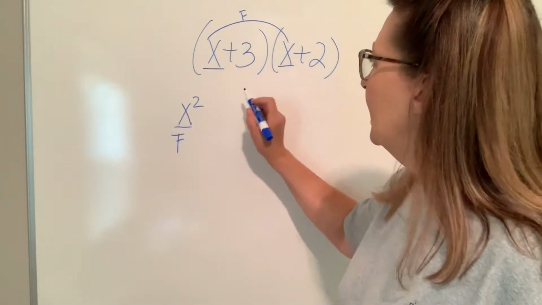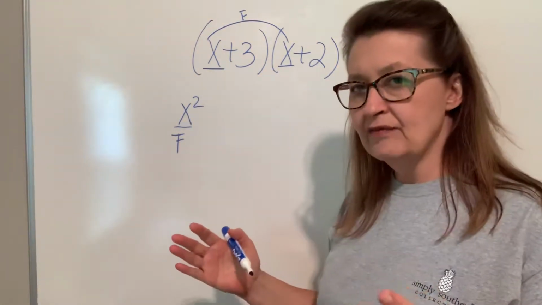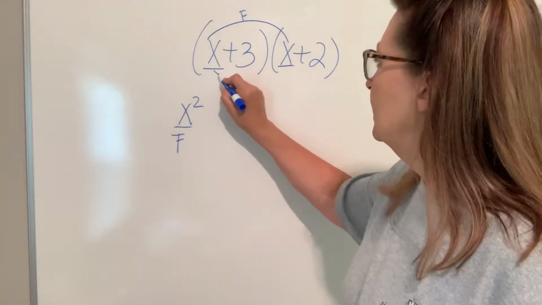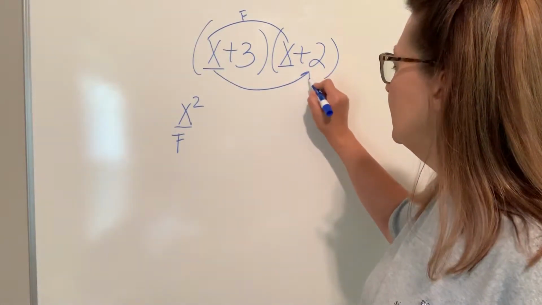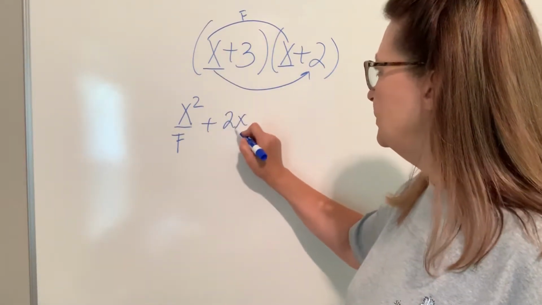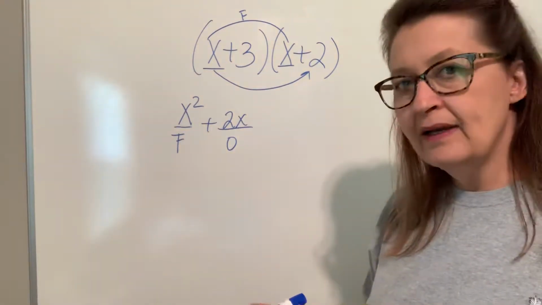Okay? Now, outside means the two numbers that are on the outside of the whole expression. So the beginning and the end. All right? Here to here. X times 2 would be 2x. And that's your outside. Now, inside is just the opposite.